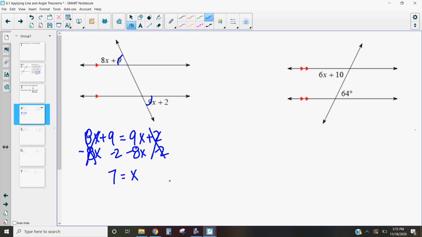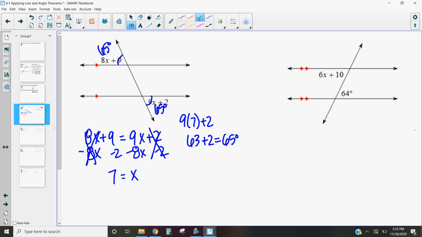So 7 is x, which means if I put 7 in, 9 times 7 plus 2, 9 times 7 is 63, plus 2 is 65. So that means this angle is 65 degrees, and this angle is 65 degrees. Fantastic.